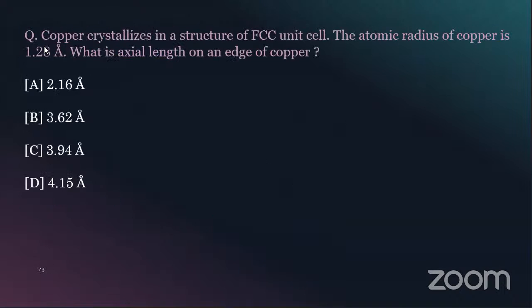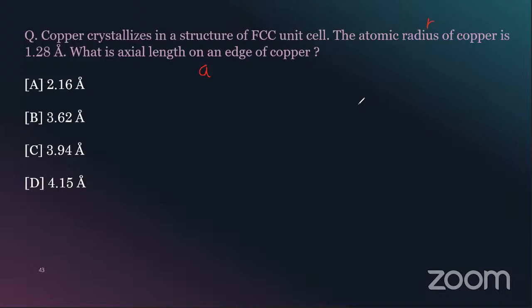All right. Now this one is simple. Copper crystallizes in a structure of FCC unit cell. The atomic radius of copper is 1.28 angstrom. What is the axial length or edge of copper? They have only twisted the words. They are asking nothing else but the edge length, which is A. So you have to calculate A for an FCC and they've given the value of R.